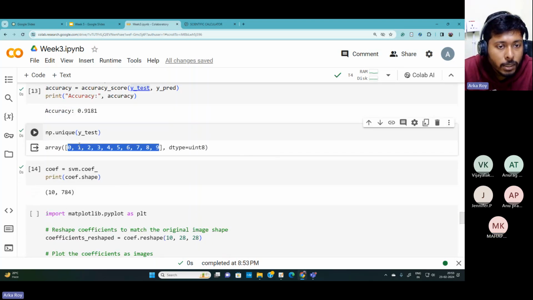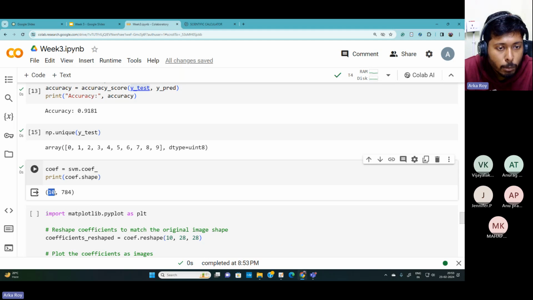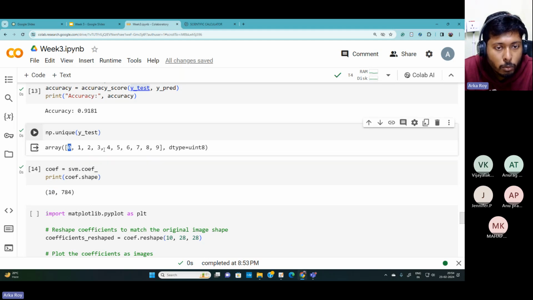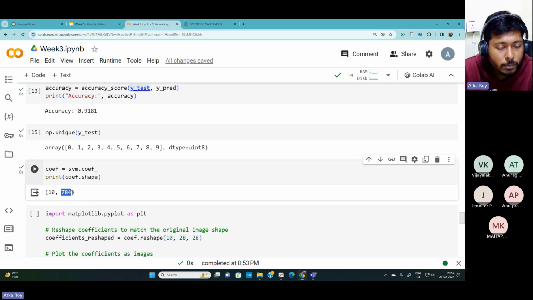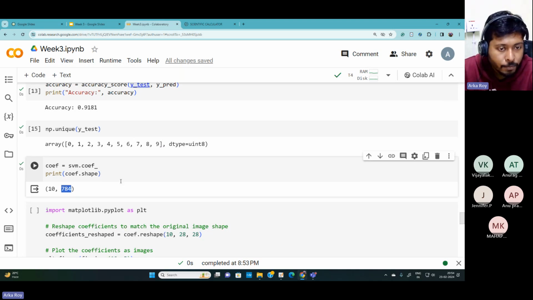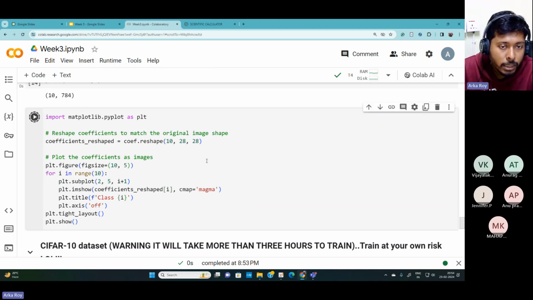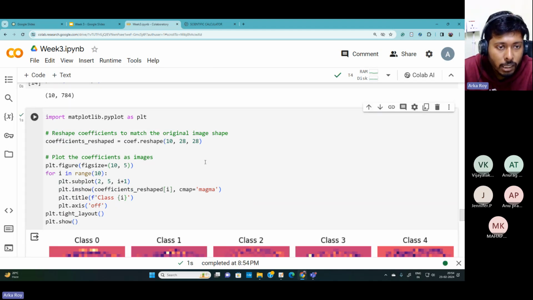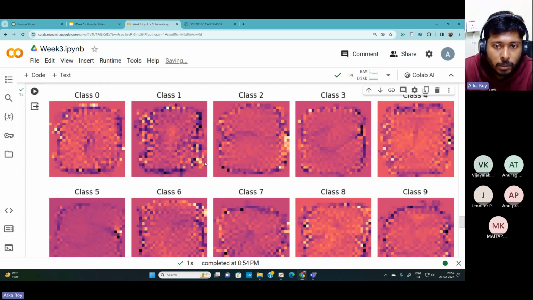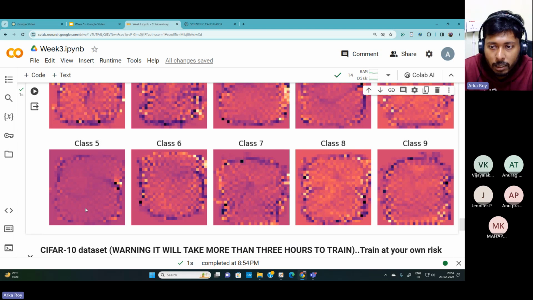Okay, so that is why this 10 is coming, because we have the images of 0, 1, 2 till 9. So total 10 classes. And for each of the classes, we have a 784 dimensional feature vector. Now, let me show you how the template looks like for each of the classes. So over here, you can see how the template looks like for each class.